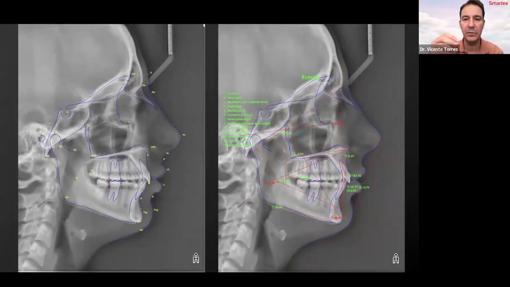And you can see here we start to retro-incline the upper incisor. And right now, our overjet decreases. We have still overjet, but it decreased. And the profile, we're improving the profile as well.